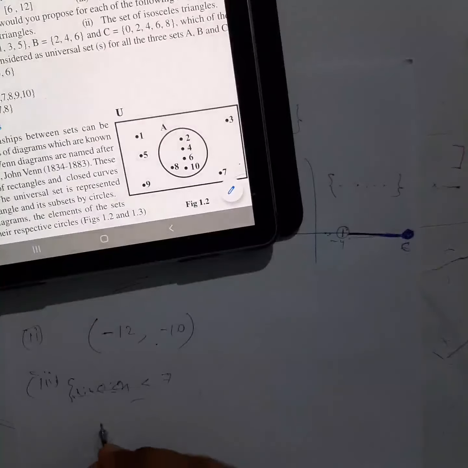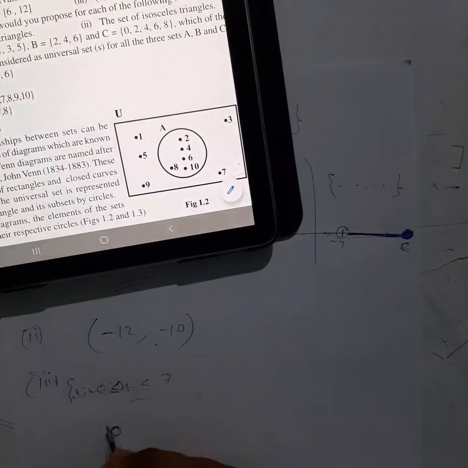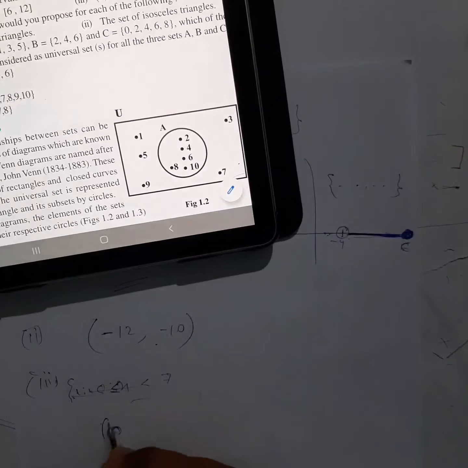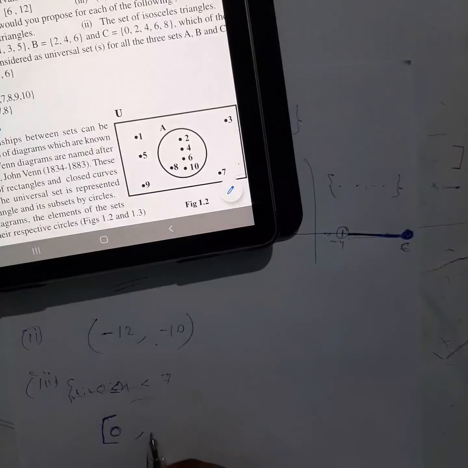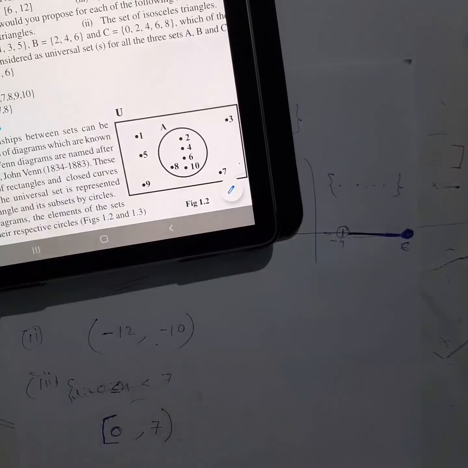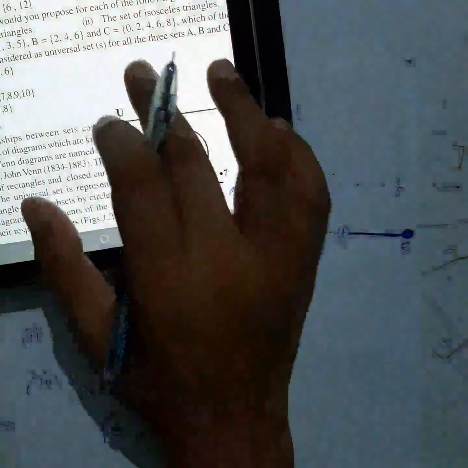Okay, so I am directly writing the answer. X is greater than or equal to 0 means 0 will be there in the set, right? So this will be a close interval. And less than 7 means 7 is not there. Before 7, whatever is there, that will be in the set. Okay, so this will be the interval here.